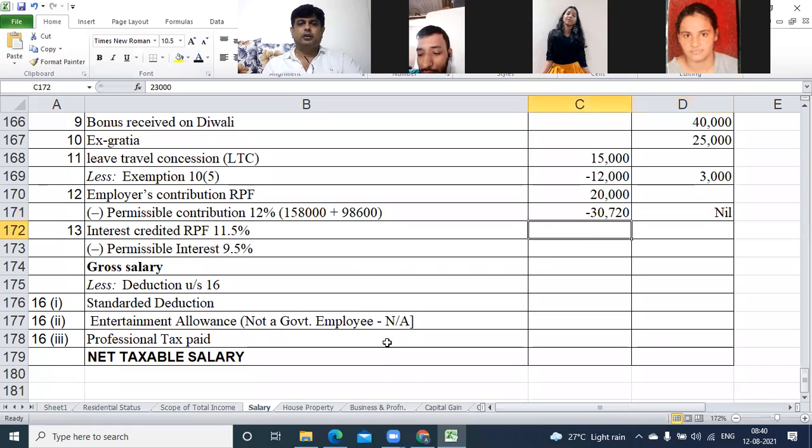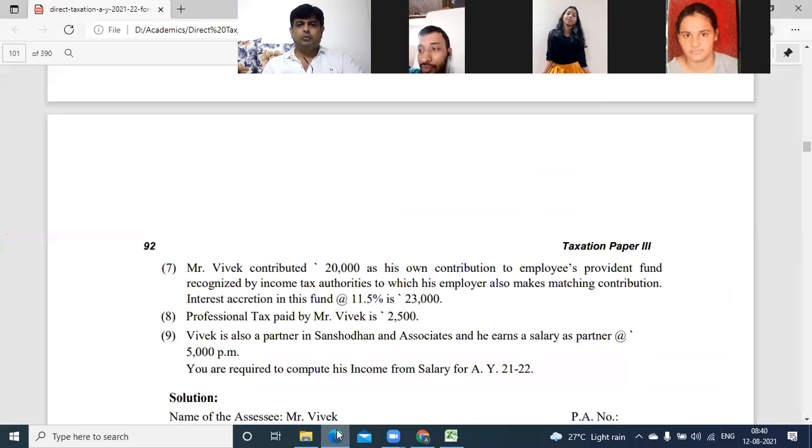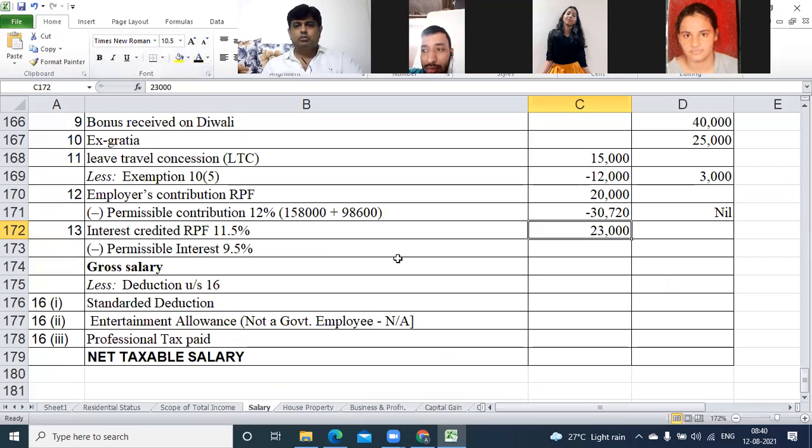How much interest did he get? 11.5%. Yes, that is 11.5%. And how much is allowed? 9.5%. So the extra 2% will be taxable. What can you do? You can cross multiply. If 11.5% is 23,000, then 9.5% will be how much? 19,000. So the remaining will be taxable.